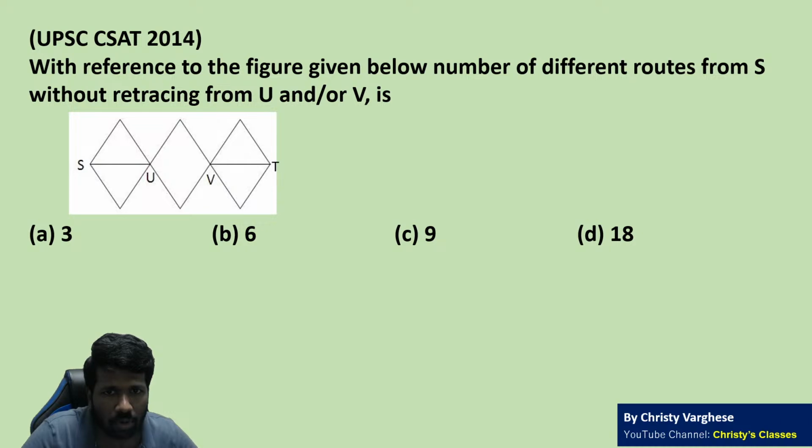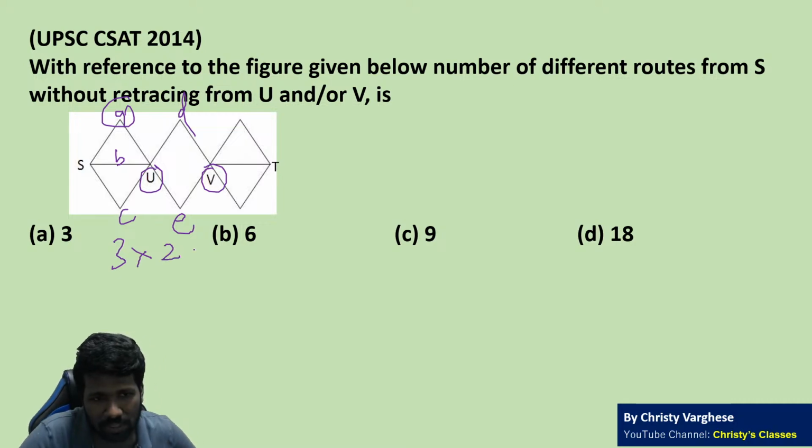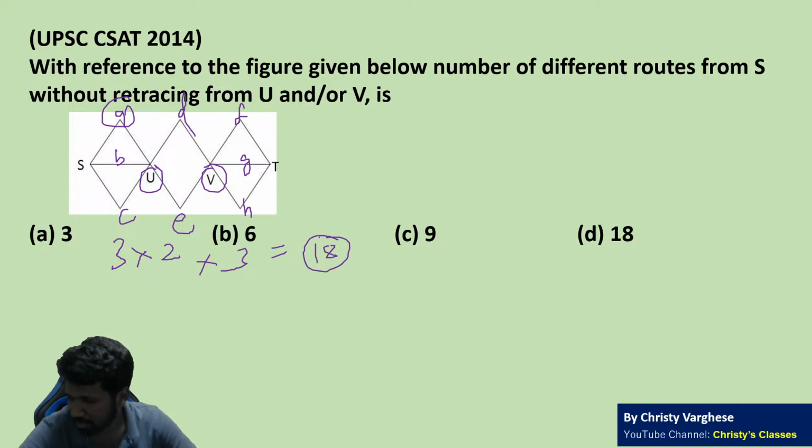From U and or V. That means S to T you have to travel. For that, first you have to travel S to U, then U to V, then V to T. S to U itself you have 3 choices. Now like the previous question, if A, B, C are the 3 choices, for each of A, B, C there are D, E, 2 choices each to go from U to V. And for each of A, B, C, D, E have 3 into 2 choices, 6 choices. For each of those 6 choices, there are F, G, H, 3 choices remaining. So 3 into 2 into 3 choices totally. Are you all understanding how 18 is the answer?